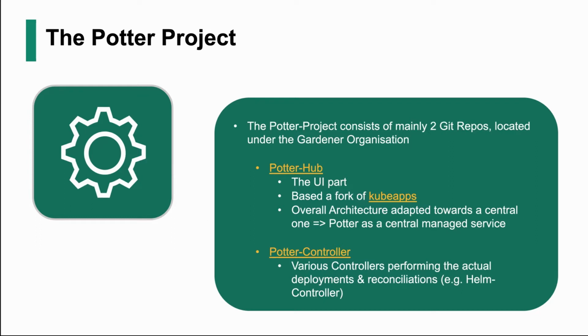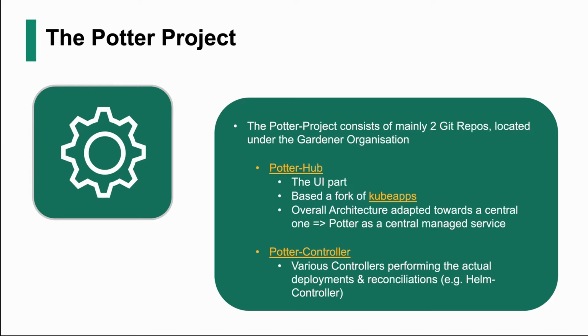I guess most of you know the Kubeapps application. But what we found with Kubeapps, at least several months back, is that you need to have Kubeapps running in the cluster which you want to manage. And this has been changed in the core of Kubeapps by us using the fork, so that you have a Potter instance running centrally, which will then be able to do deployments in all of your shoot clusters that you're managing with the Gardener.